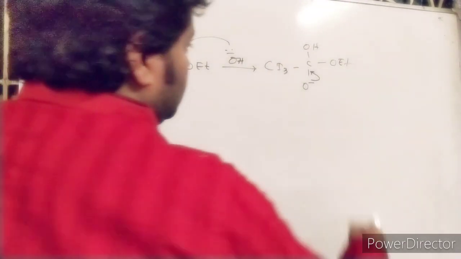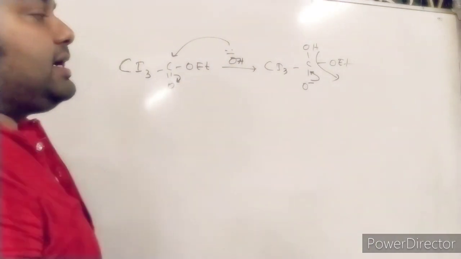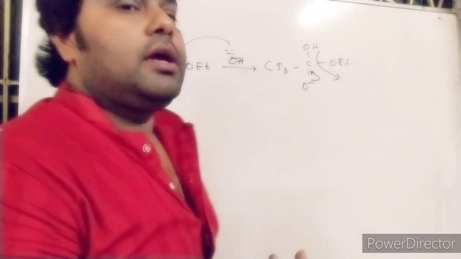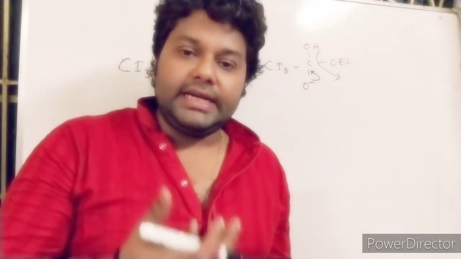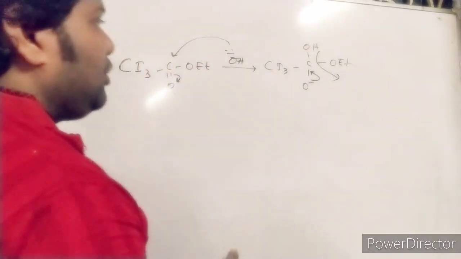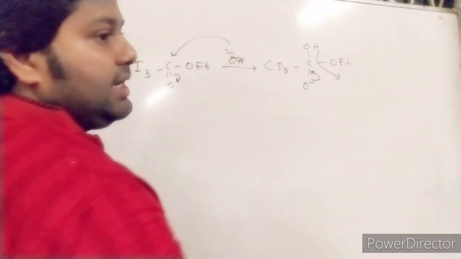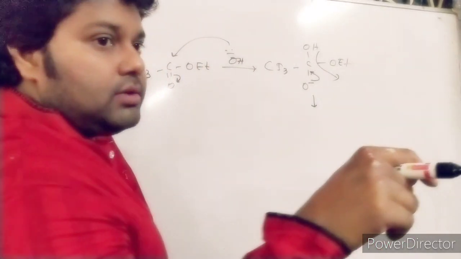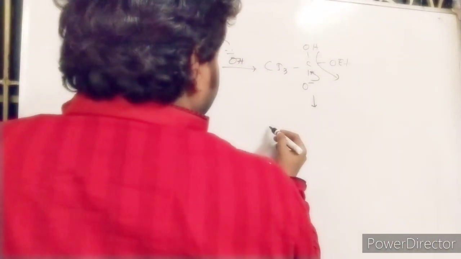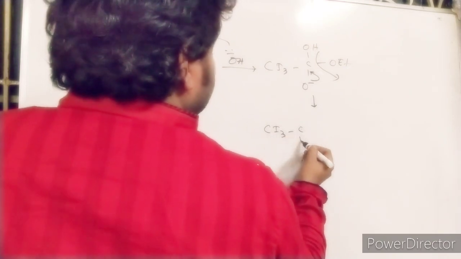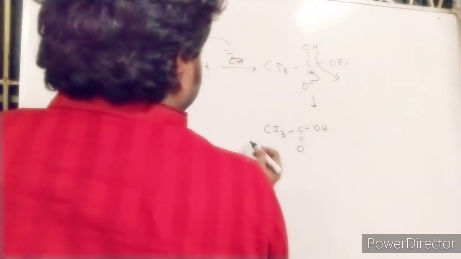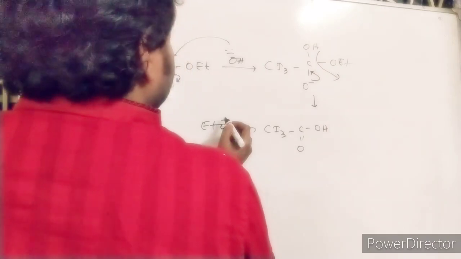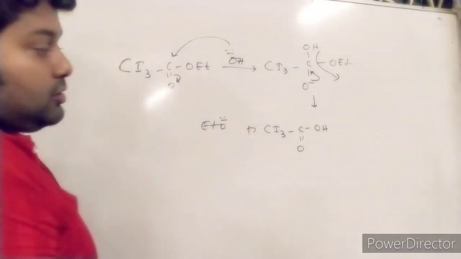No. This is a better leaving group than this. Here is the problem that is happening. ETO minus will be a better leaving group than CI3 minus. Think why? Write down in the comment box. So it will give you CI3COOH plus ETO minus. So what is that?